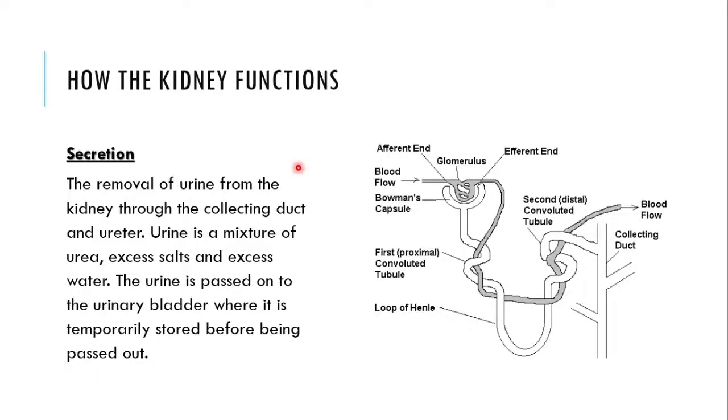So secretion is the removal of urine. Okay, it's the removal of urine from the kidney through the collecting duct and ureter. The collecting duct will collect the urine. It will go to the ureter, and then the ureter will carry it, taking it to the bladder to be stored. Okay?